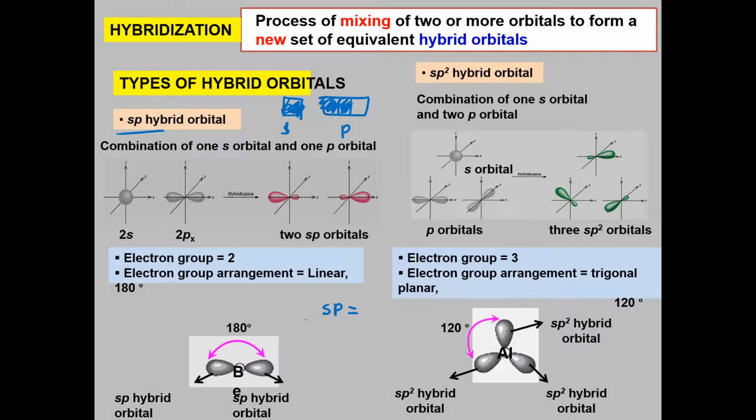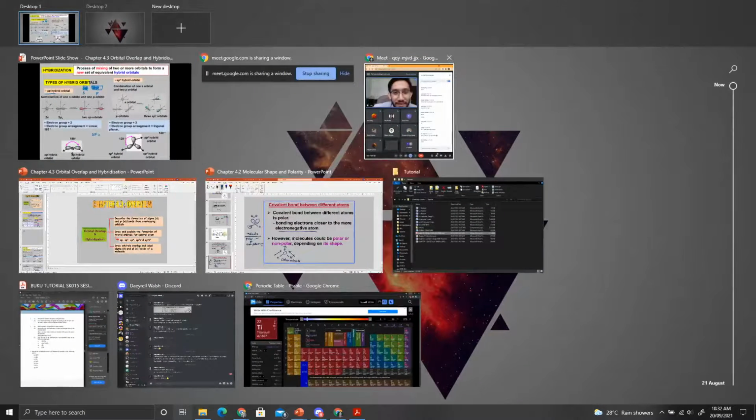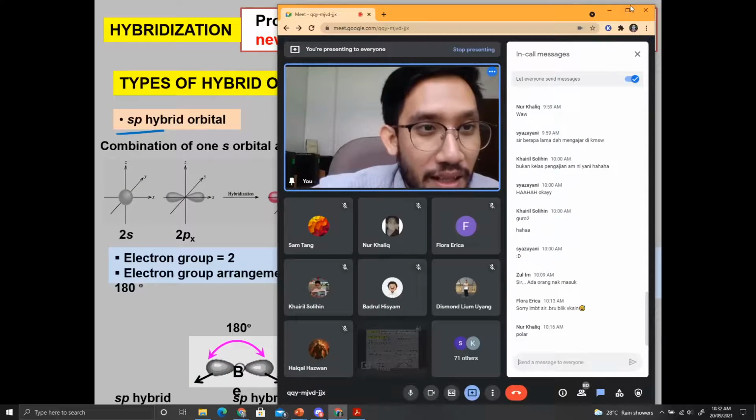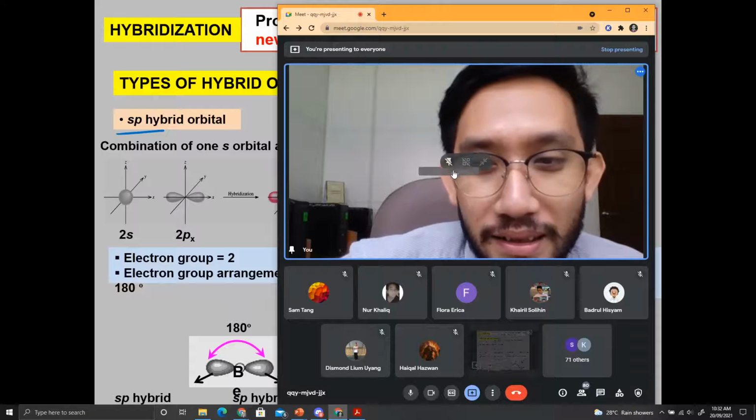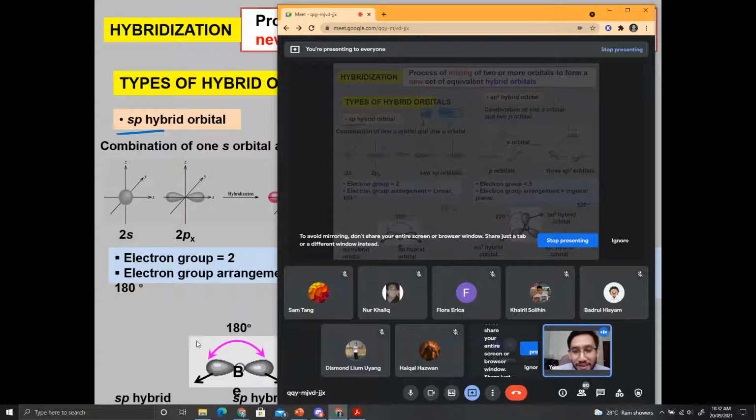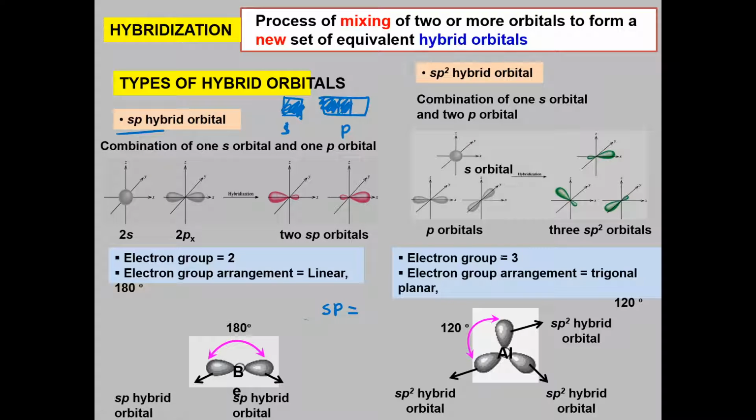SP ada 2 orbitals. So berapa? Saya dah bagi tahu dah ada 2 orbitals. Korang ni lambat sangat. Okay, so SP ada 2 orbitals. So maksudnya dia ada 2 pairs, which means dia punya shape is linear. Okay, kalau you guys remember, cara kita tengok is linear.